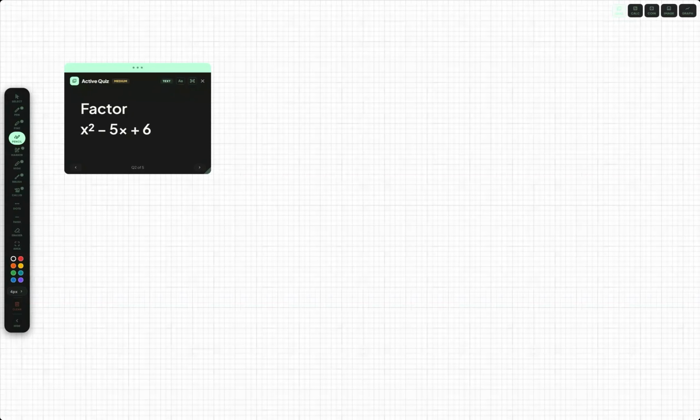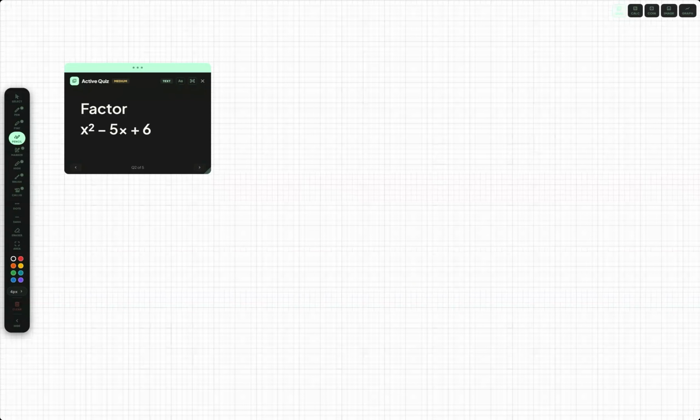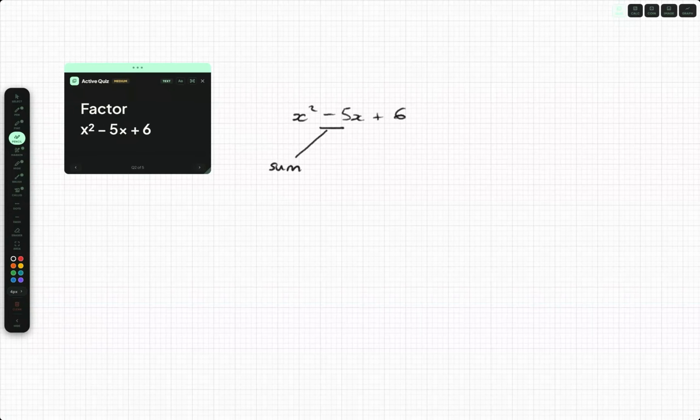So, if we look at our next one, we have x squared, and we also have 5x plus 6. So one thing we want to do when we're looking at these is consider the signs. So it's not always going to be all pluses. So x squared minus 5x plus 6. That means we're trying to find values which sum or add together to -5, but multiplied together, their product is 6.